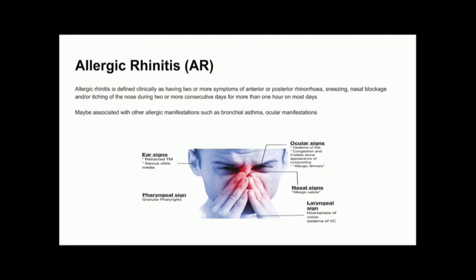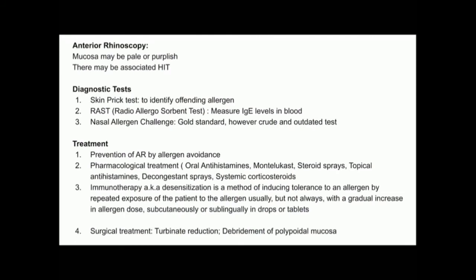The laryngeal signs are hoarseness of voice caused by edema of the vocal cords. Pharyngeal signs: there may be granular pharyngitis. The ear signs are retracted tympanic membrane and serous otitis media due to blockage of the eustachian tube. On anterior rhinoscopy, the mucosa may be pale or purplish. There may be associated HIT.